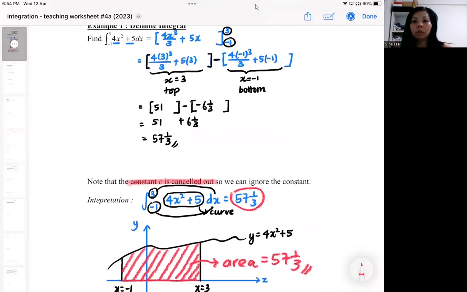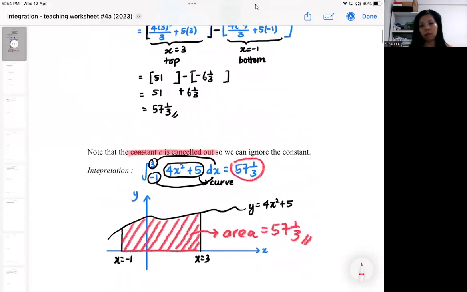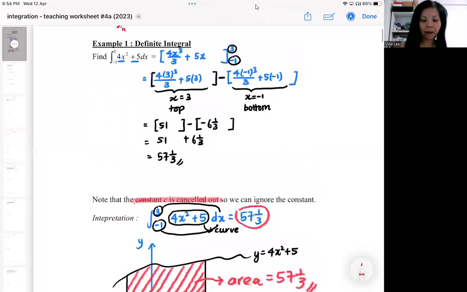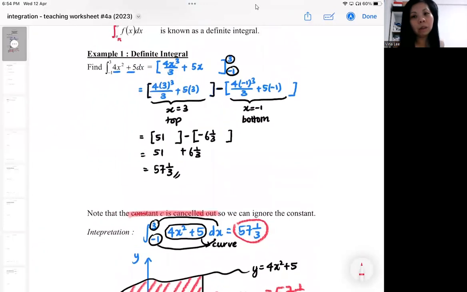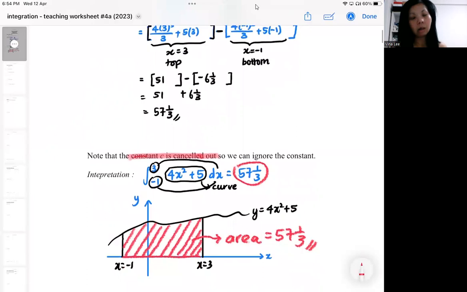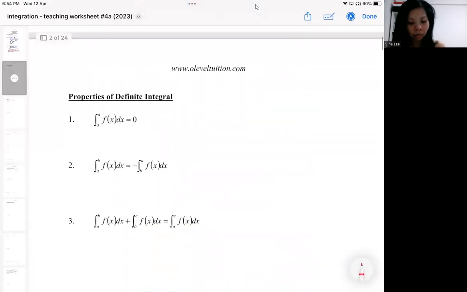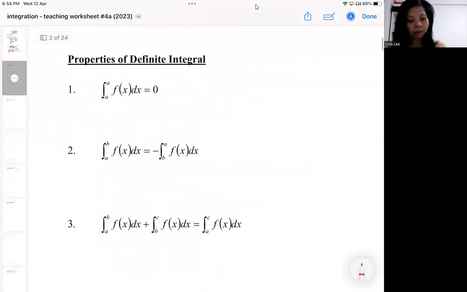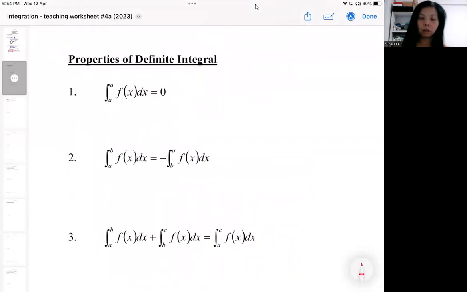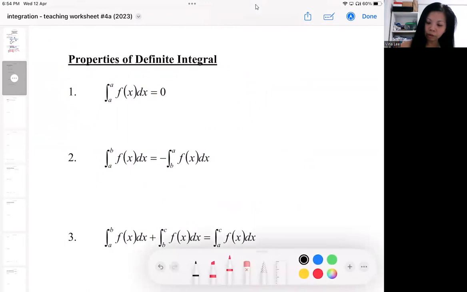So later on, we'll look more into the area under graph idea. So right now, you need to understand that definite integral will enable you to get a value. And the value is area under graph. So at this moment, right, you need to know how to get the value correctly first. Then we slowly extend it to the idea of area under graph. So before we can do this, you got to look at some properties of the definite integral. Okay, so some properties of the definite integral.